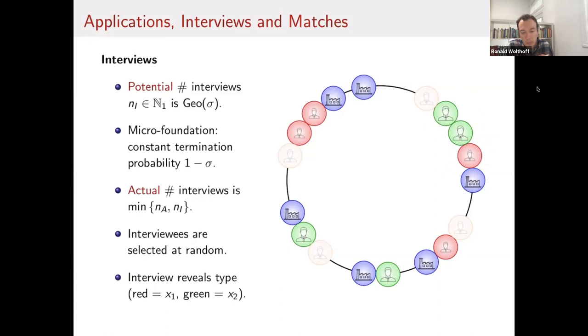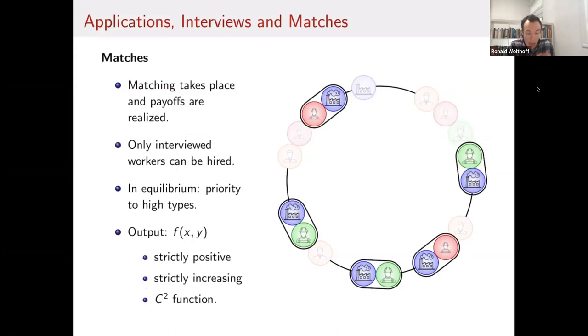Then matching is, after these interviews have taken place, matching is going to take place. We assume that only interviewed workers can be hired. You can rationalize that by saying there's a very small probability that any worker is so terrible that they would give you a very large negative payoff. We don't tend to hire assistant professors without having talked to them or having had them over for a campus visit.